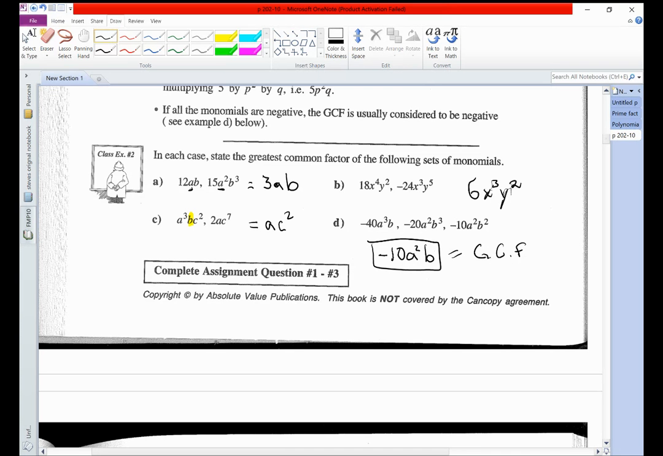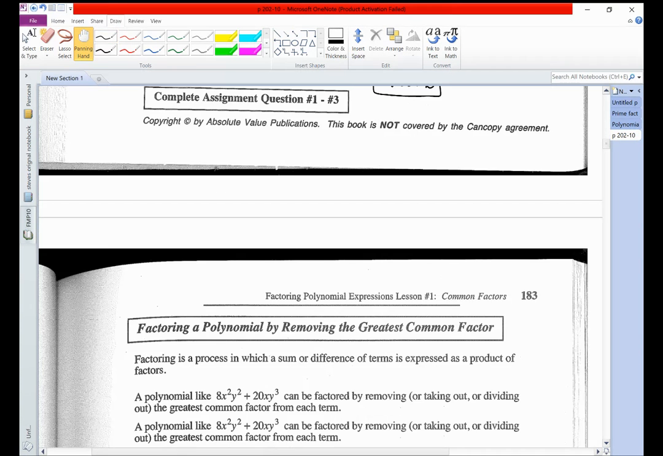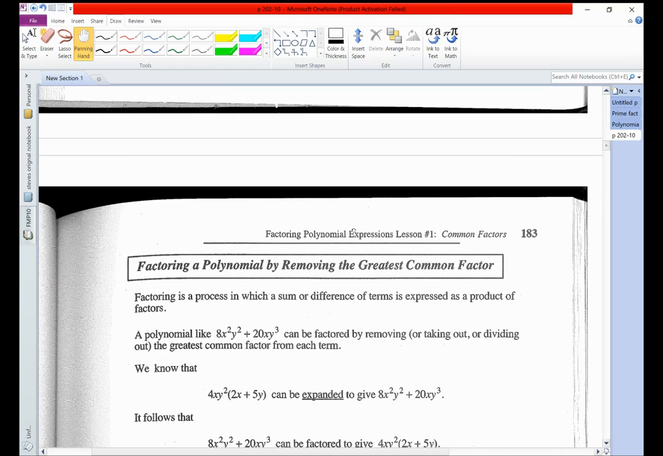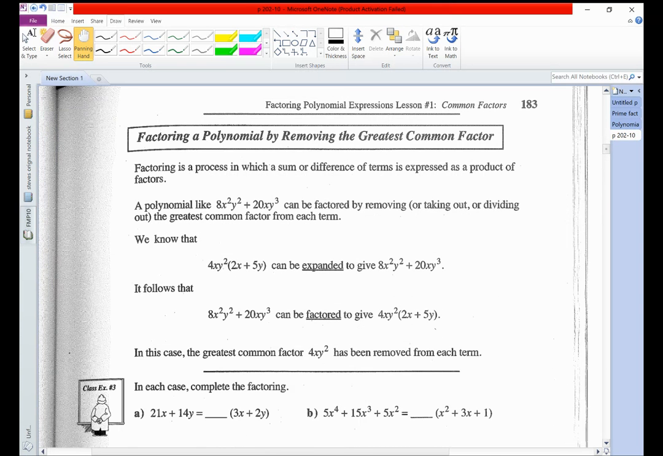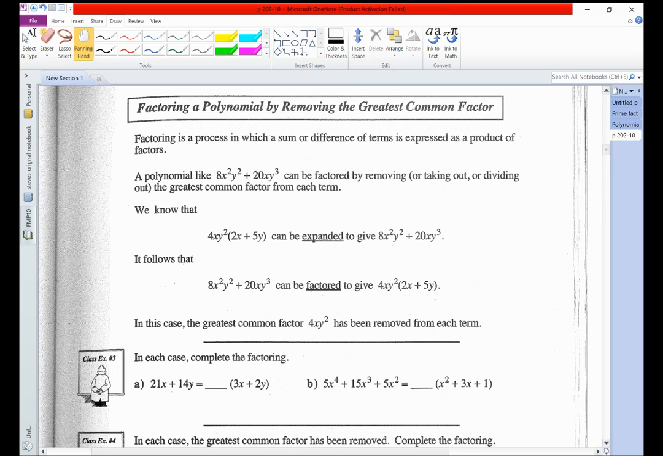And that's pretty much what factoring is going to be. I'll show you putting it all together, which is really nice. So you are going to use the greatest common factor, but there's one more step when you're actually factoring polynomials. So we factor them by removing the greatest common factor.